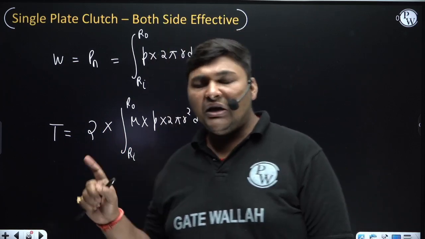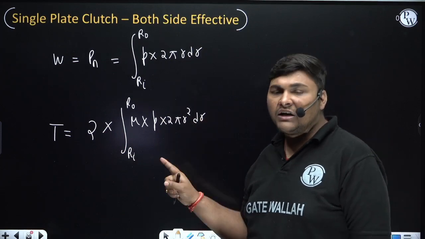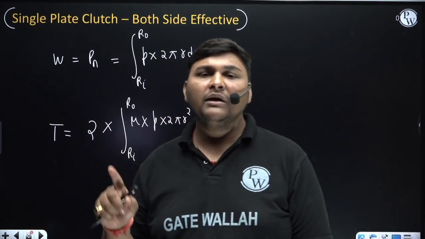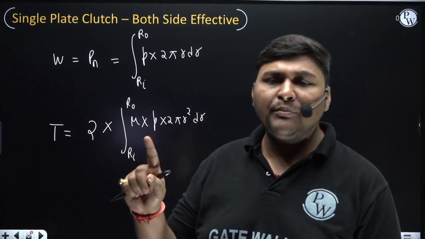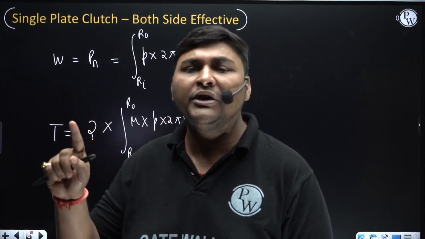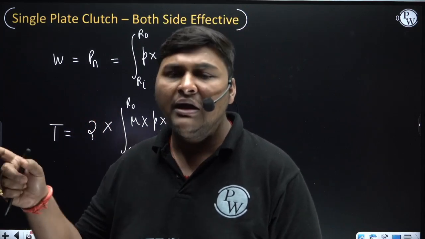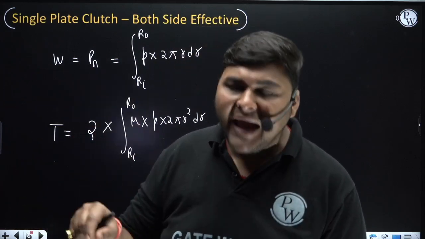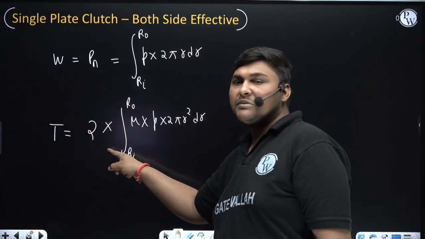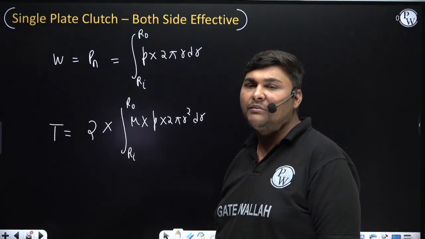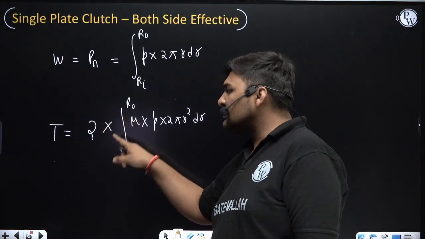There will be a change in the formula to calculate torque transmitted, and what change will come? The formula to calculate torque transmitted will be: first calculate the torque transmitted by one pair of contacting surfaces, which is the integral from Ri to R naught of mu into p into 2 pi r square dr. Multiply this torque transmitted by one pair of contacting surfaces by the number of pairs of contacting surfaces. Like here, two pairs of contacting surfaces are coming, therefore I have multiplied this term by 2.